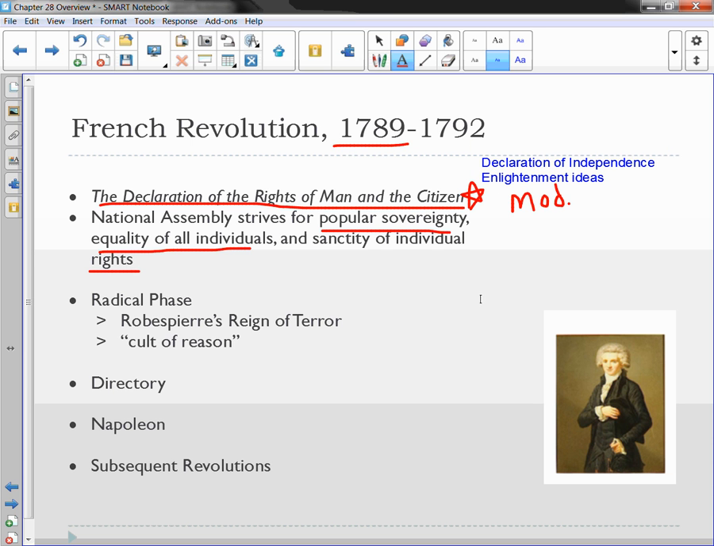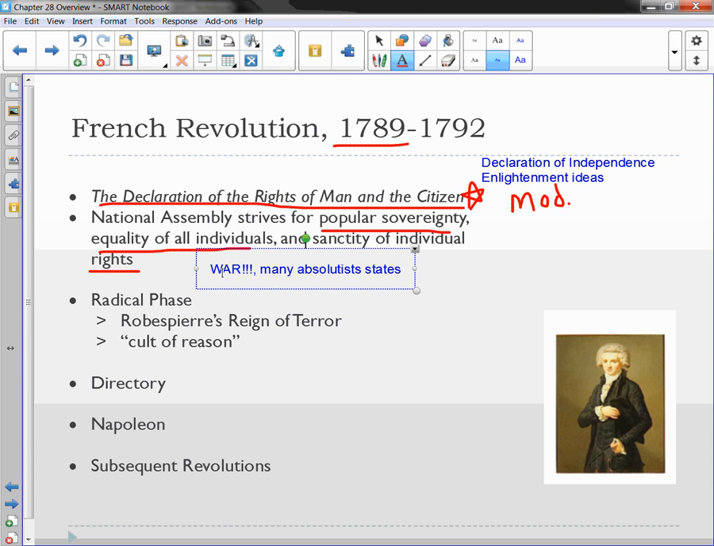Then the revolution takes a turn. Part of the reason for this is because of the constant war that France is experiencing. France is not a colony an ocean away. France is a country next to many absolutist states. And they are very worried that France's revolution can bleed into their own.